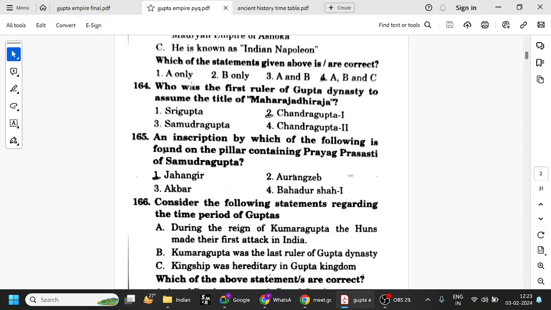So we have seen Sri Gupta is the first founder of the Gupta dynasty, but it majorly started from Chandragupta 1, around 319 to 320. Sri Gupta took the title of Maharaja, Chandragupta took the title of Maharajadhiraja. And Samudragupta, we have seen, Kaviraja. Chandragupta 2 took the title of Vikramaditya.